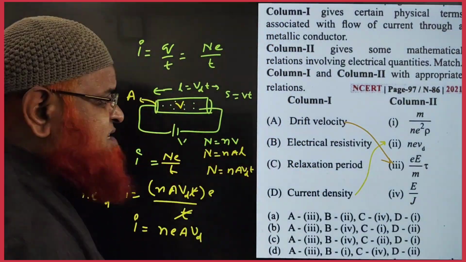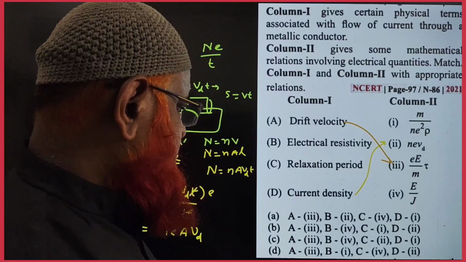Then what is electrical resistivity here? So B, electrical resistivity.